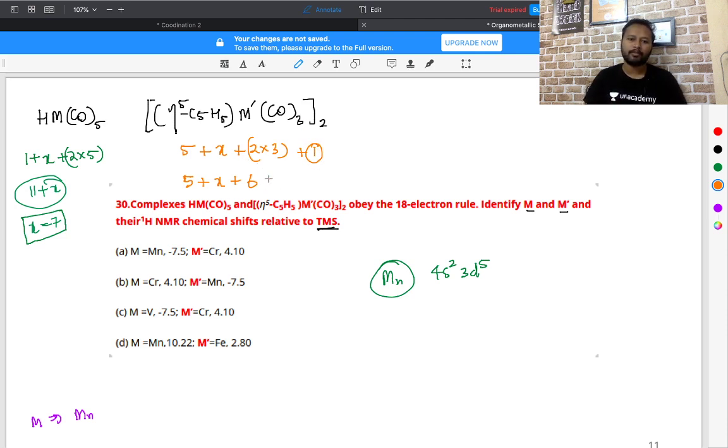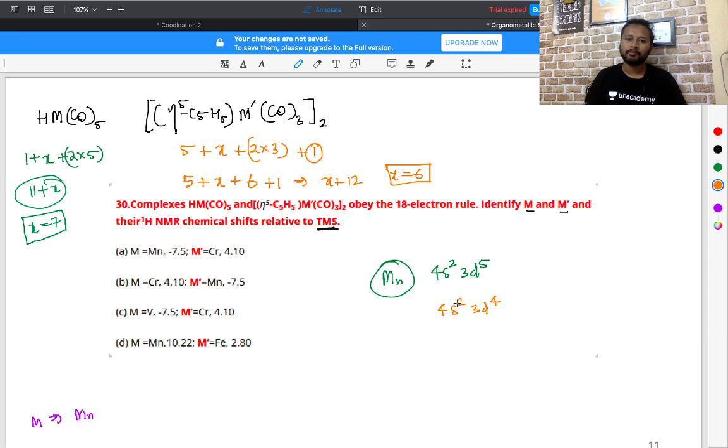So 2 into 3 is 6 plus 1 is 7. So it will be 7 plus 5 is 12. So X plus 12 means X has to be 6. Okay, X has to be 6 means it should have the electronic configuration of 4s2 3d4.